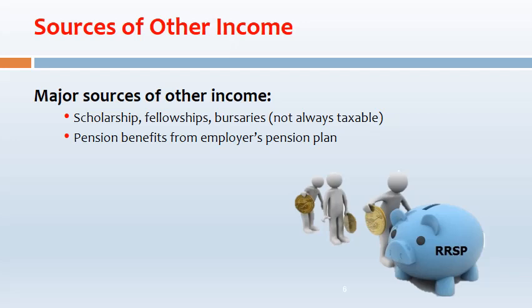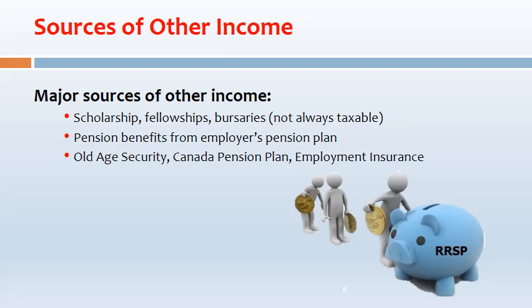So if you work for an employer for a number of years, and over the course of those years you pay into a pension plan, ultimately when you decide to take that money out of the pension plan in retirement, that money isn't tax-free. It gets included in your income as other income. A number of other different pension plans, such as Old Age Security, the Canada Pension Plan, as well as employment insurance, those are also considered other income as well. When received, they must be included in income and will be taxed.